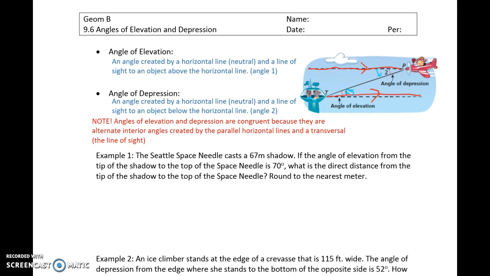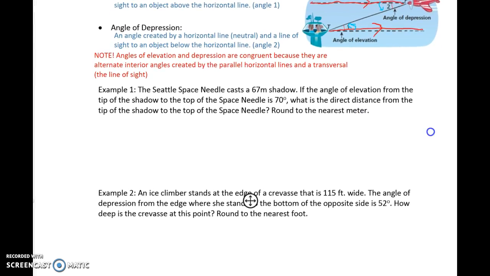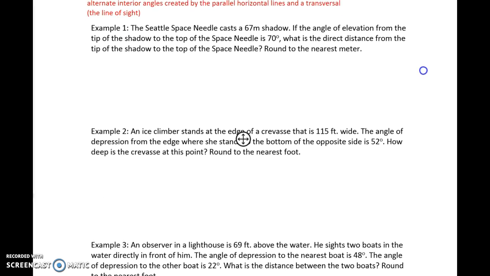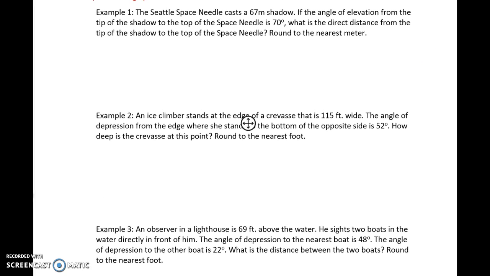Okay, so let's take a look at example 1, and the thing about today's work is you need to not only calculate the missing information, but you need to draw a picture to help you do it. So let's take a look at example 1, and we're dealing with the Space Needle. So we have the Space Needle in Seattle casting a 67-meter shadow. The angle of elevation from the tip of the shadow to the top of the Space Needle is 70 degrees. What is the direct distance from the tip of the shadow to the top of the Space Needle?